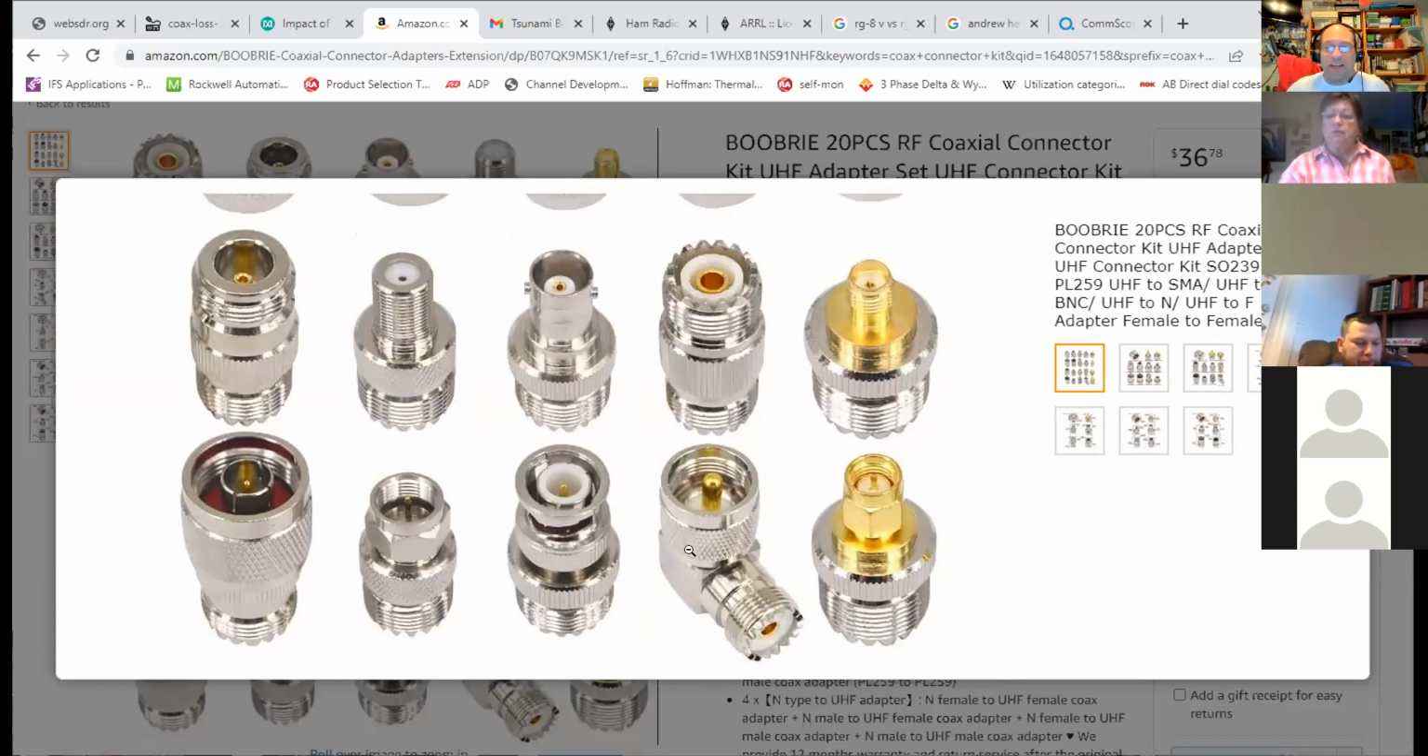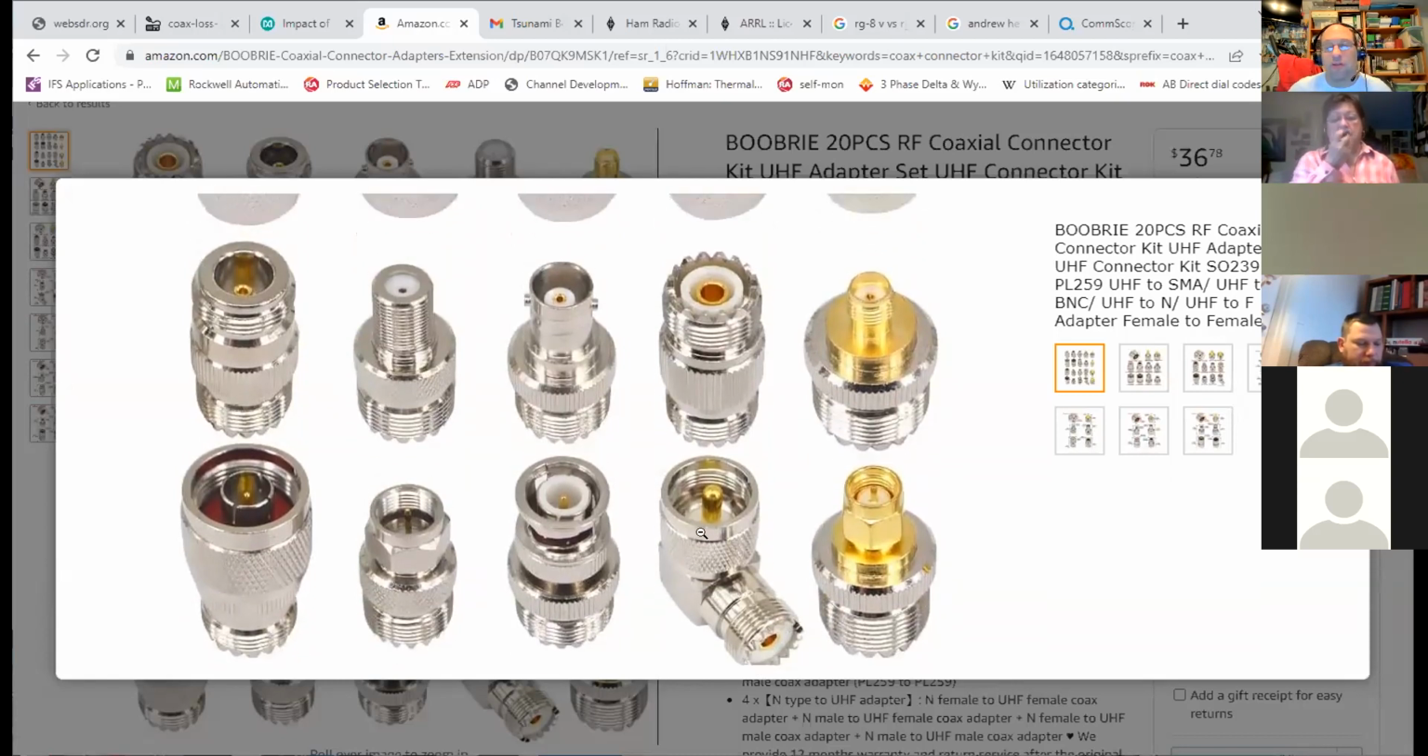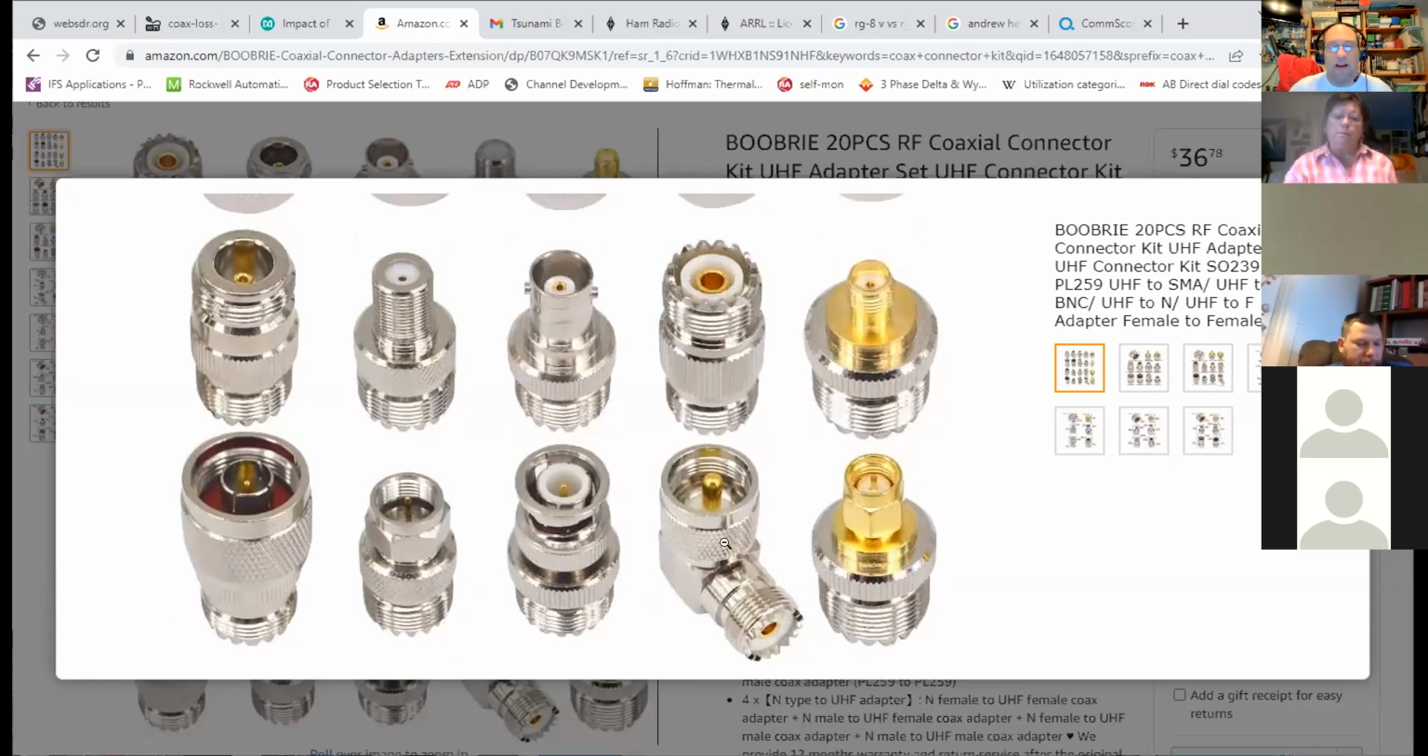So basically, this is actually really good for use at HF frequencies. The one second from the right on the bottom.